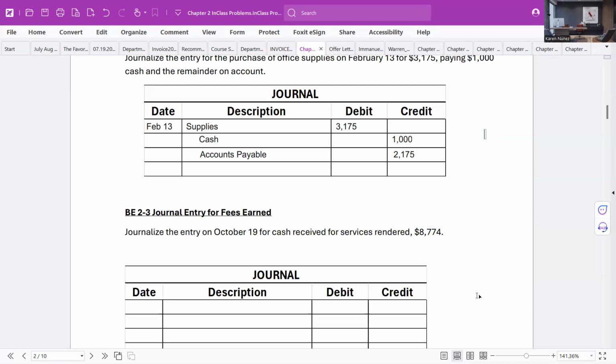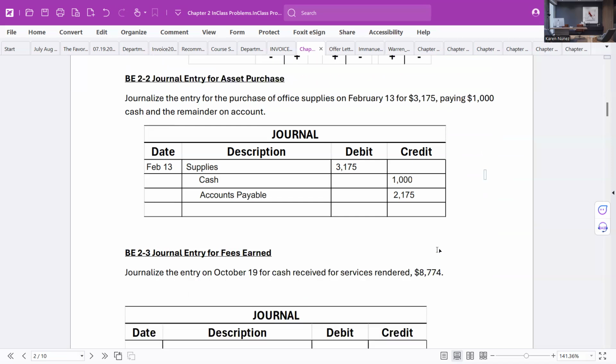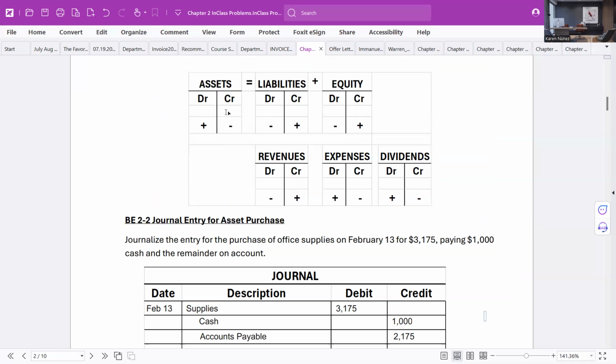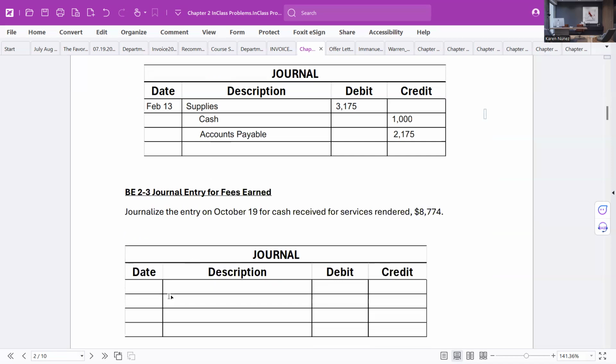Now, what's next? Next in BE 2-3, we've received some cash for services that we've rendered. So we've got cash. The way we increase cash, because it's an asset, is to debit it. So that means here on October 19th, we want to recognize that we've got the cash. And again, the way we increase cash, which is an asset, is by debiting it. We want to debit it for the 8774.